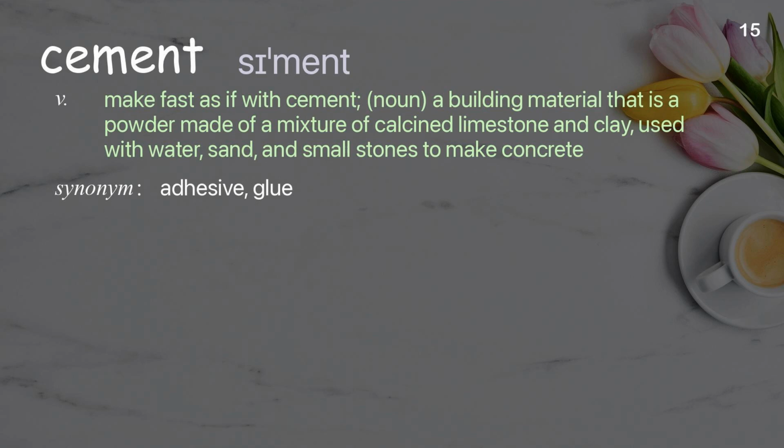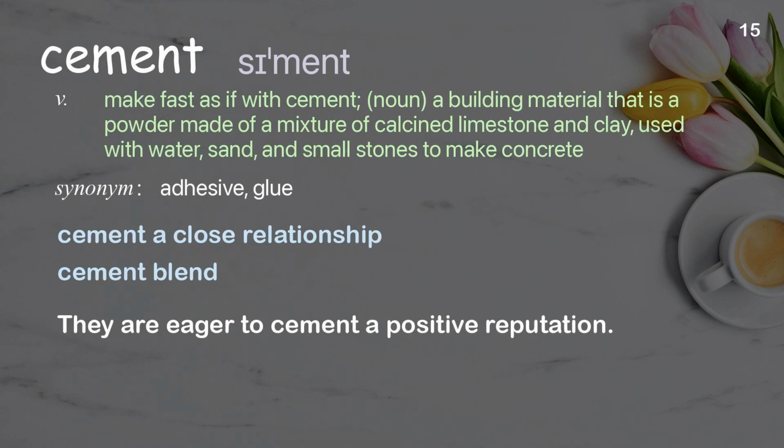Cement. Make fast as if with cement. Noun, a building material that is a powder made of a mixture of calcined limestone and clay used with water, sand, and small stones to make concrete. Examples: Cement a close relationship. Cement blend. They are eager to cement a positive reputation.